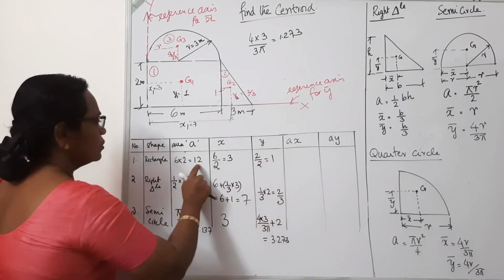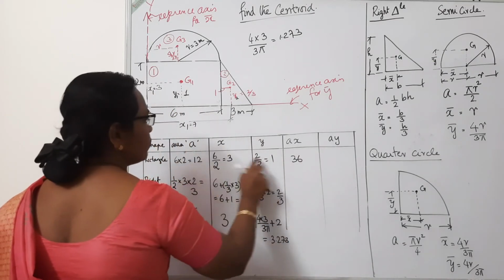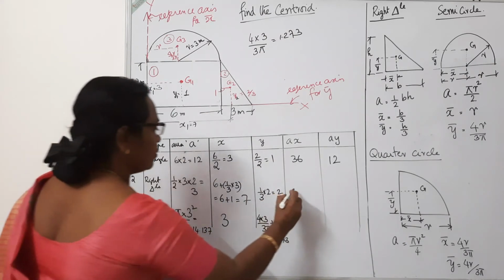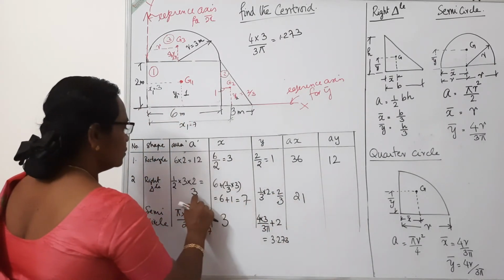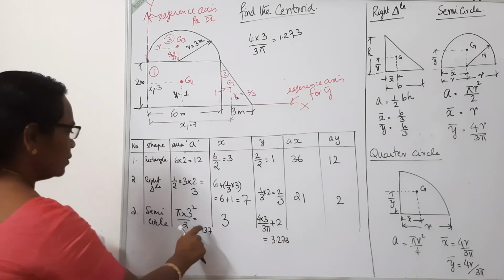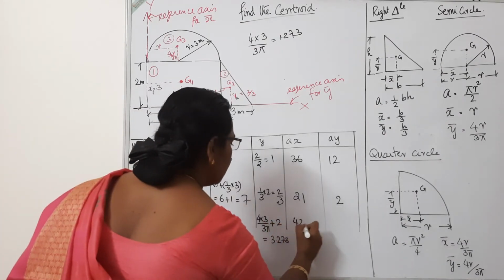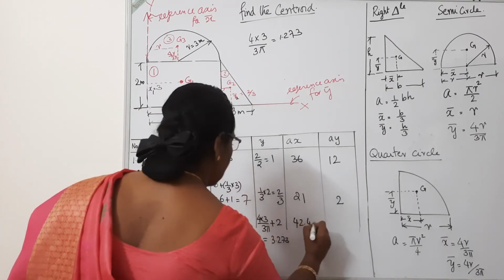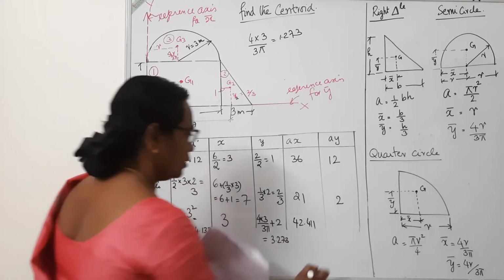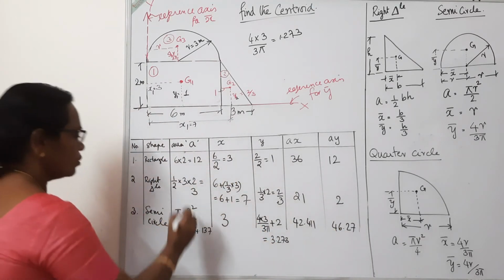What is AX? 12 into 3, 36. AY, 12 into 1, 12. Here, 3 into 7, 21. 3 into 2 by 3, it is 2. Next, 14.137 into 3, 42.411. 14.137 into 3.273, 46.27.